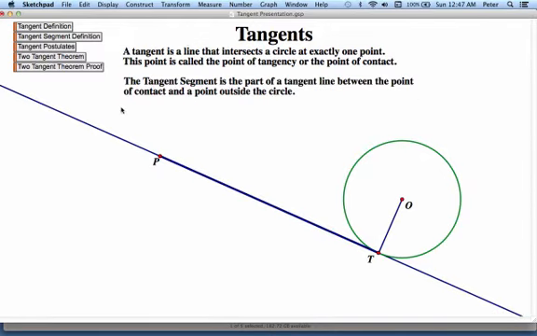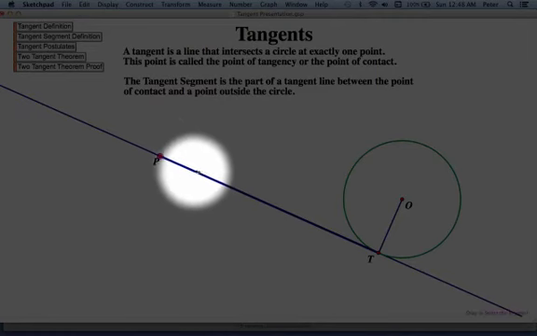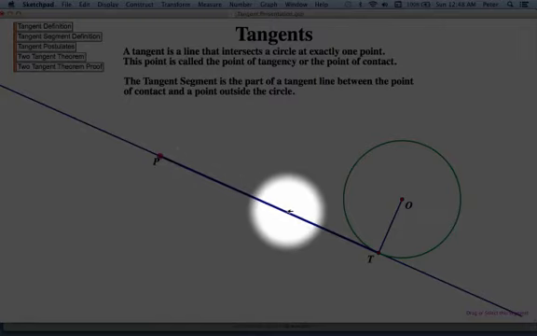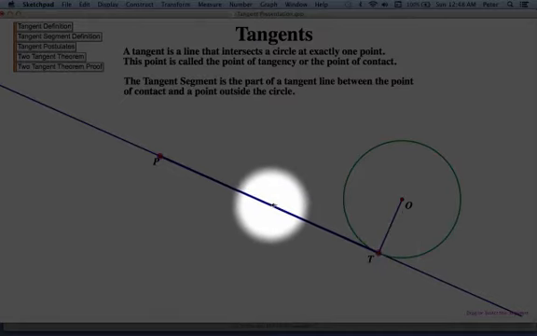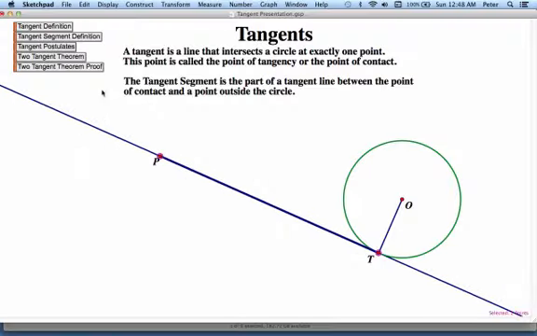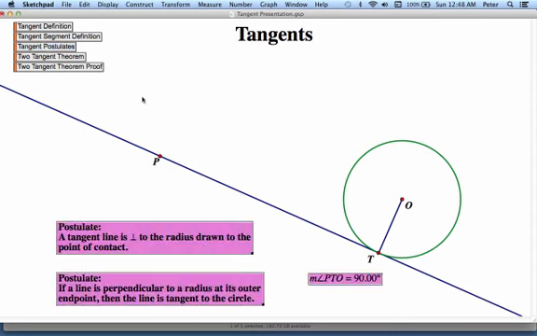Now, related to a tangent is a tangent segment. And that is the part of the tangent line between a point outside the circle and the point of contact with the circle. That will be called the tangent segment. Okay, let's take a look then at two tangent postulates that come up and are very important, so make sure you get them in your notes.